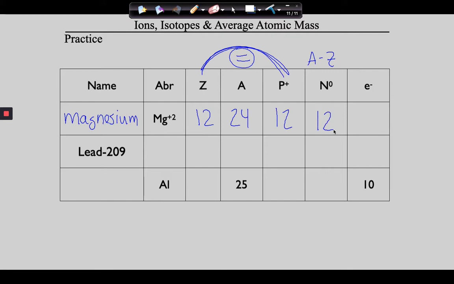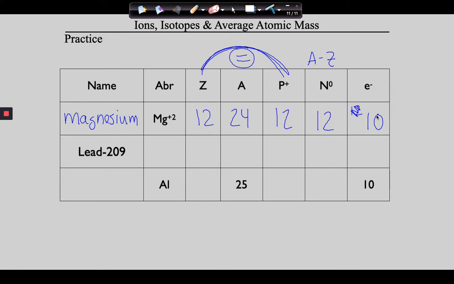And now guys, we've got to be careful. Magnesium, in its uncharged state, has the same number of protons as electrons. That would be 12. But now we need to give it a +2 charge. So we're going to take 2 electrons away, and that gives us 10. Clarification on that. Then let's keep going.